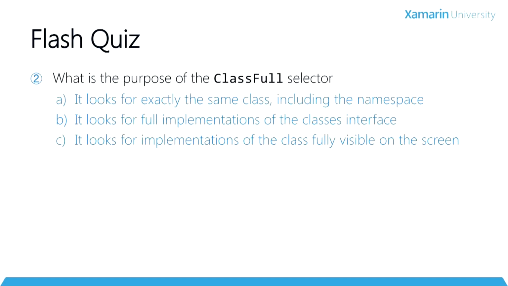Question 2. What is the purpose of the class full selector? A. It looks for exactly the same class, including the namespace. B. It looks for full implementations of the class's interface. Or C. It looks for implementations of the class fully visible on the screen. The class full selector is going to look for exactly that same class, including the namespace.